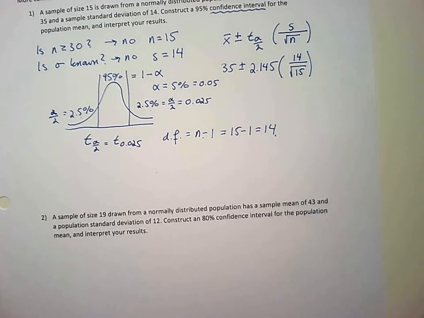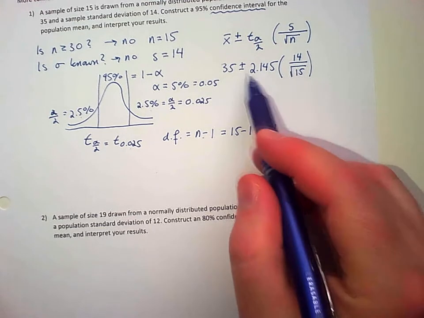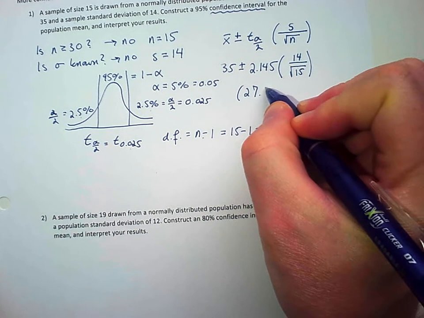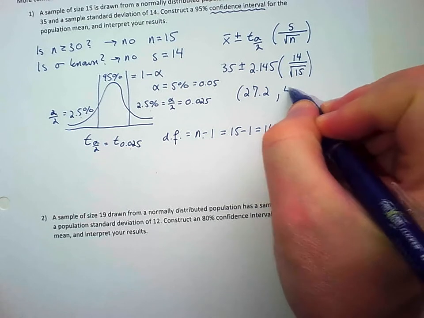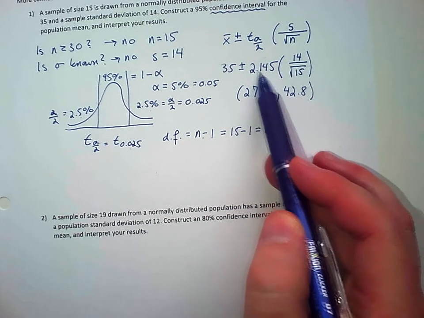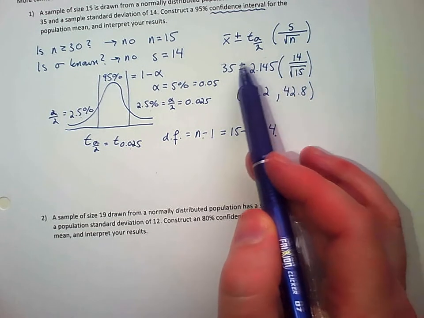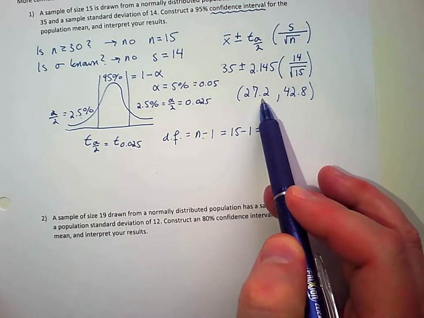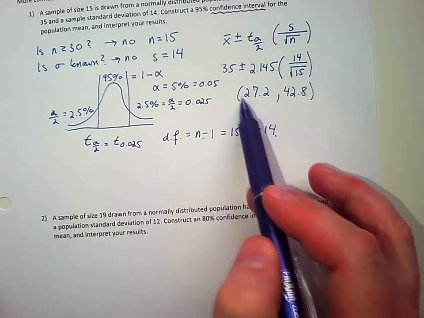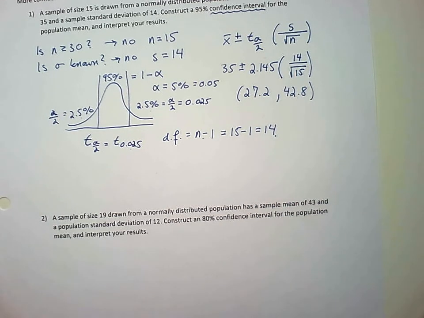Now, we're pretty much right back to where we were before. We're going to do this arithmetic. If you do this arithmetic, it comes out to 27.2 to 42.8. Again, do this over here, and then subtract it from 35 to get this, add it to 35 in order to get this, and now we have our confidence interval.